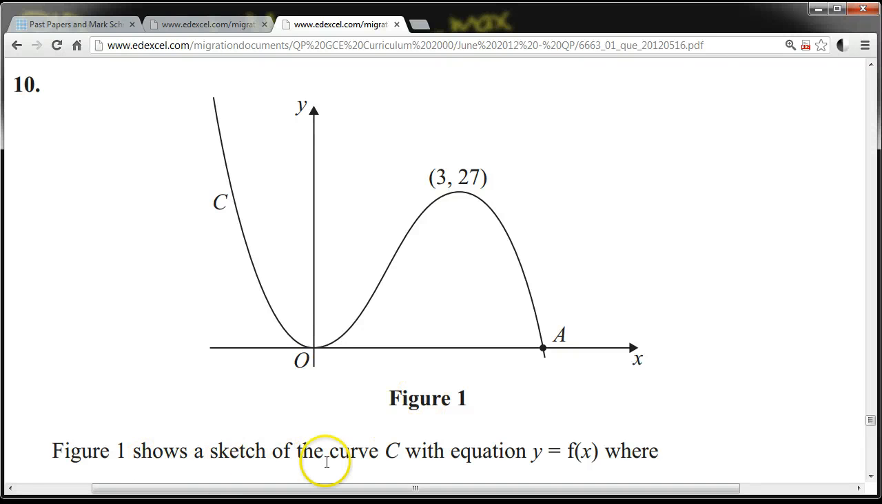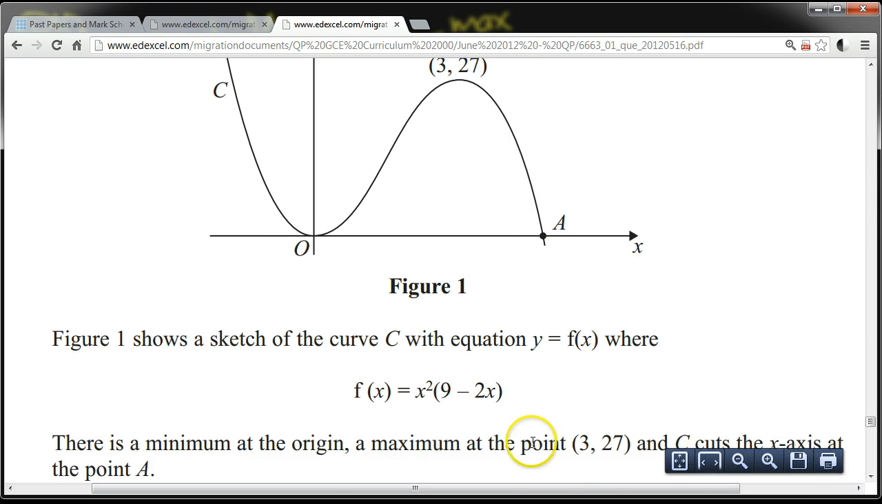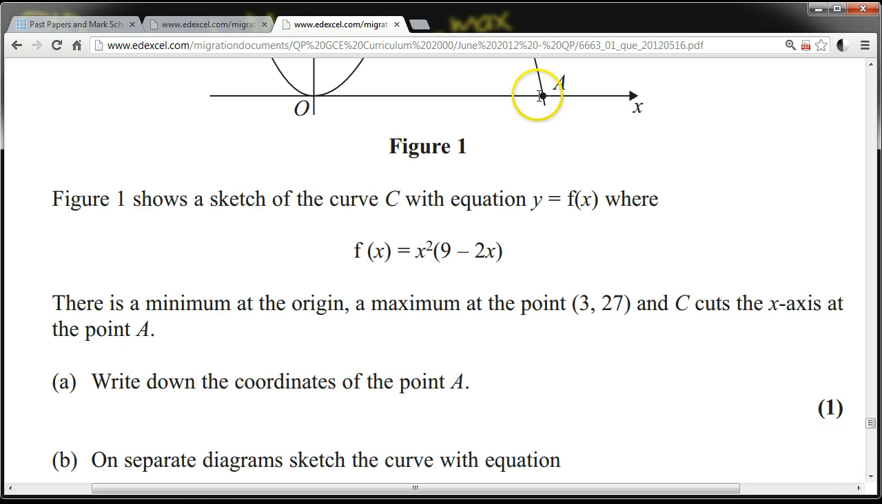Figure 1 shows a sketch of the curve C with equation y equals f of x, where f of x is equal to x squared (9 minus 2x). There is a minimum at the origin, a maximum at the point (3, 27), and C cuts the x-axis at the point A. Write down the coordinates of A.